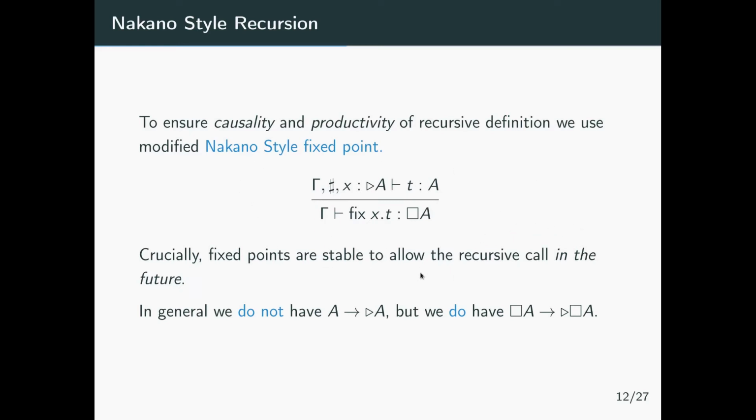So this has a built-in boxing structure, right? And the point is, again, as it says here, they have to be stable, so we can use them in the future, right? And the idea is that in general, we do not have a function A to later A, because this would allow us to push arbitrary data into the future, but we do have box A to later box A, right? So if it's a box A, i.e. it's stable, then we can push it into the future. And this needs to be the case for the fixed point.